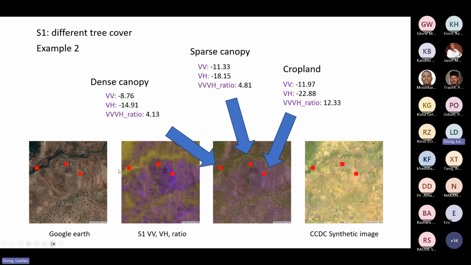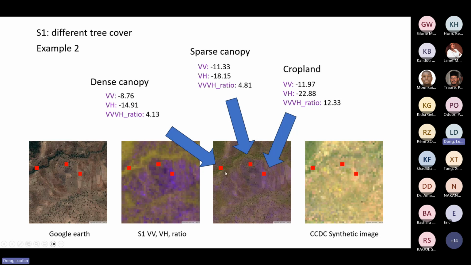The second example is a very complicated agroforestry field. I'm not sure if you would define this field as agroforestry. Here we found this patch is clean cropland, and there are patches on the top and on the bottom. There are some trees in the middle of the field. If we look at Sentinel-1, this patch shows in bright purple color, where the other two patches are darker, and this strip of tree cover is in bright yellow.